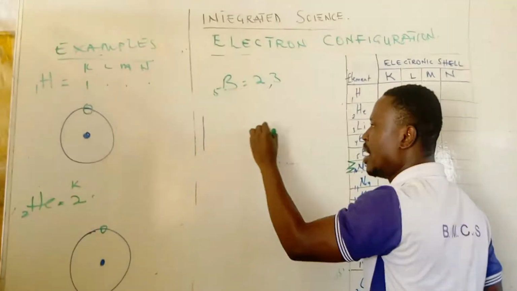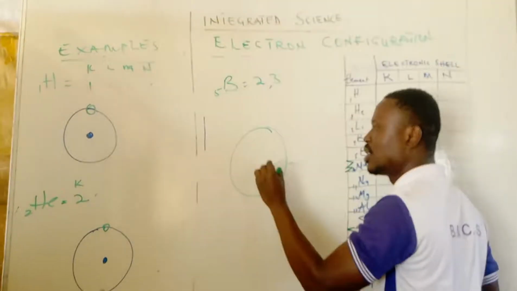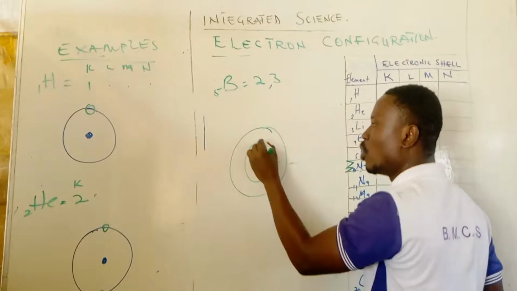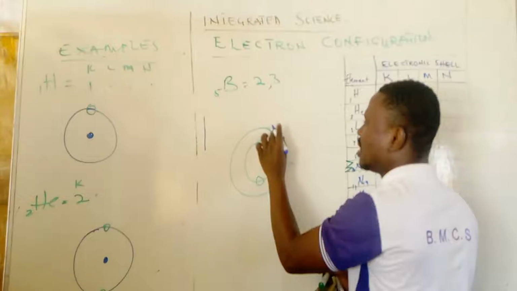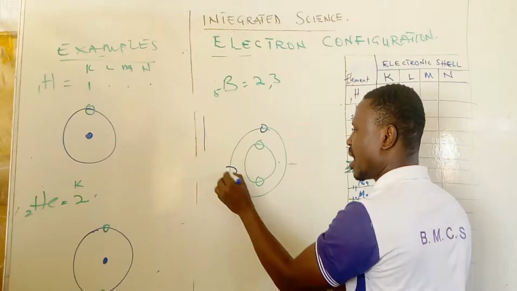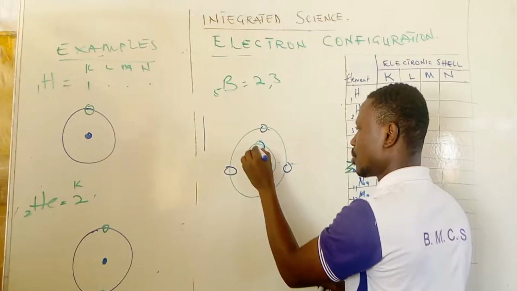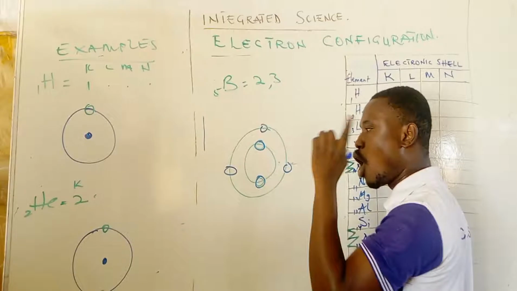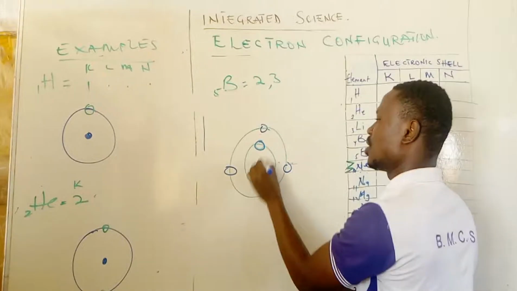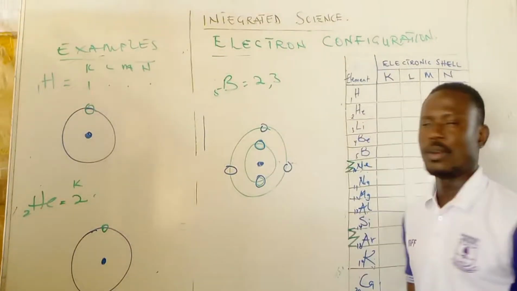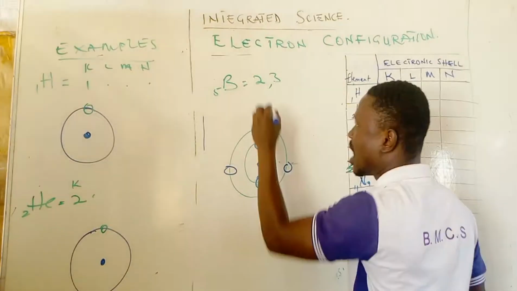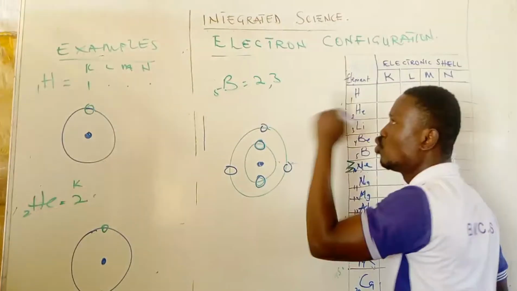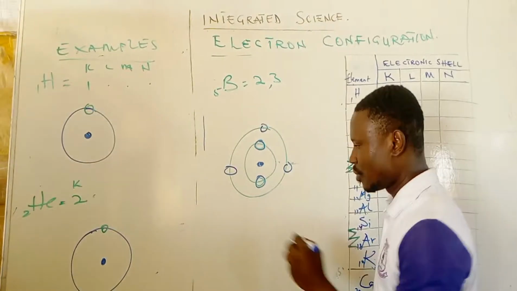What about neon? Neon has 10 electrons. Therefore, the first shell is taking 2, remainder 8. We put all the 8 on the second shell, which is L, and that is the maximum number of electrons it can contain. So we draw the configuration for neon. Our central organ, the nucleus indicated. So we have 2 electrons here. We have 8 on the L shell, and that is the electronic configuration for neon.